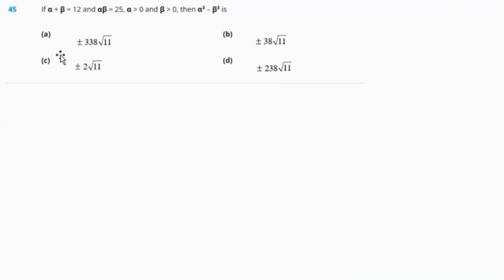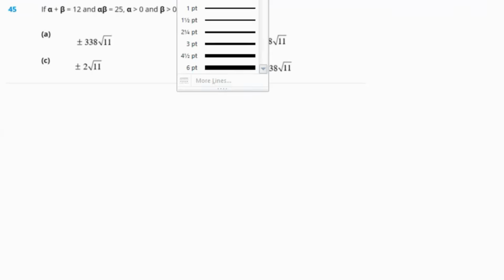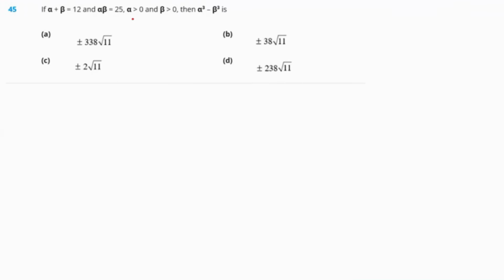Now next, if alpha plus beta is equal to 12 and alpha beta is equal to 25, where alpha is greater than 0 and beta is also greater than 0, we are supposed to figure out the value of alpha cube minus beta cube. Alpha plus beta is already given to us. So for this, since the value of alpha plus beta is given, first we will figure out alpha plus beta whole square.